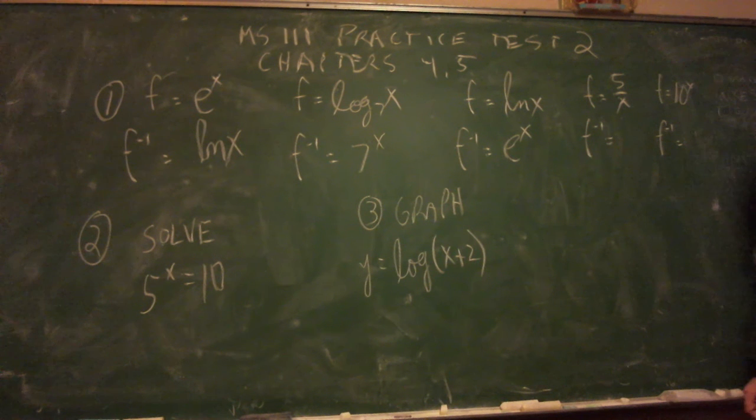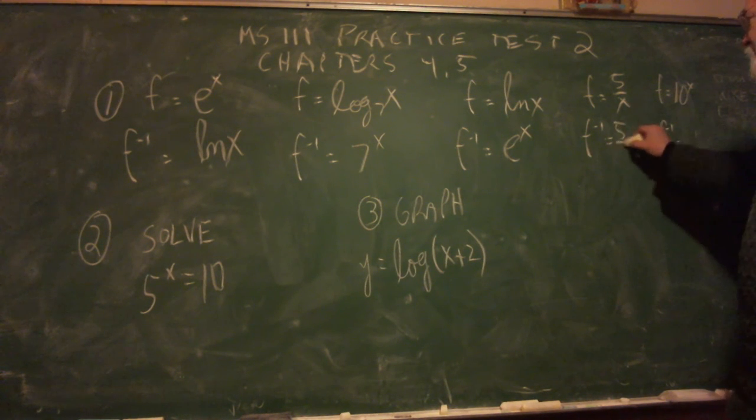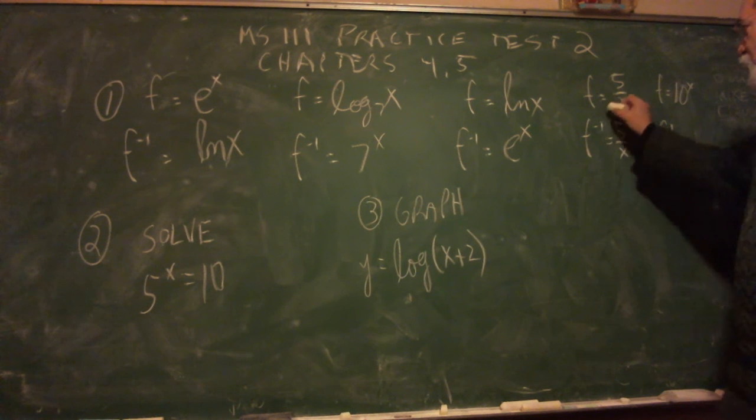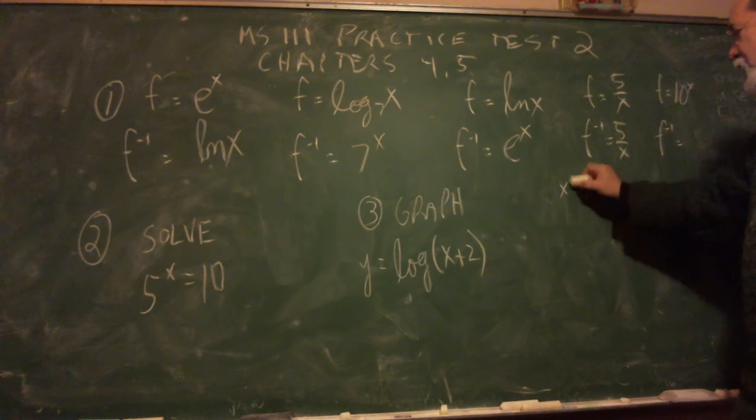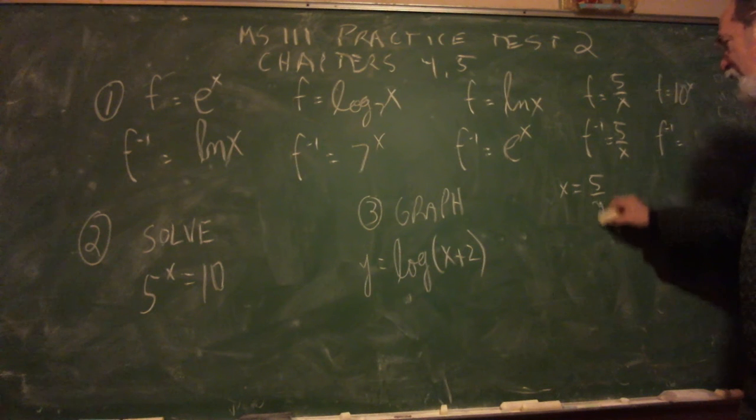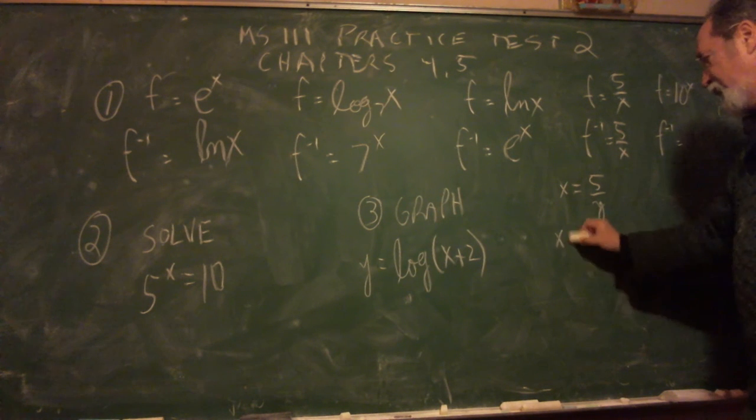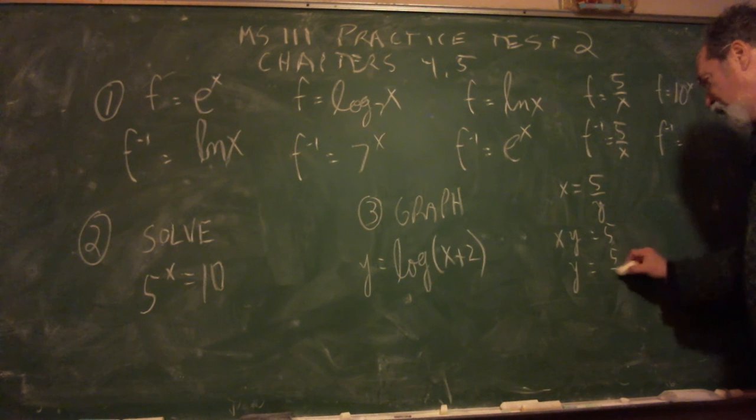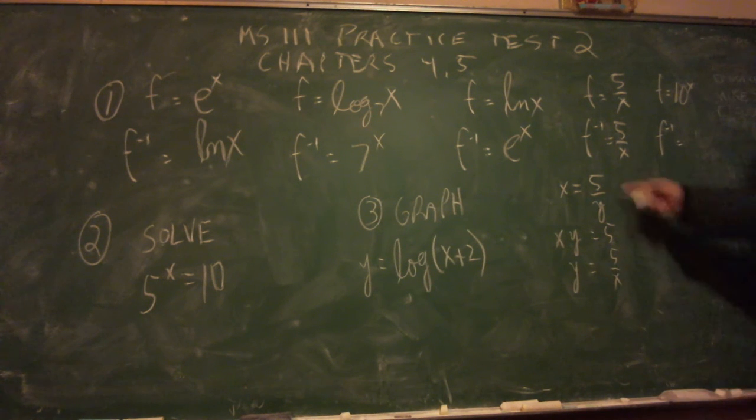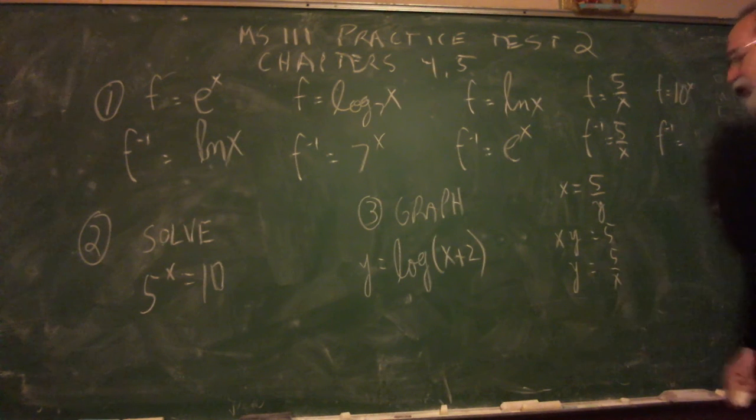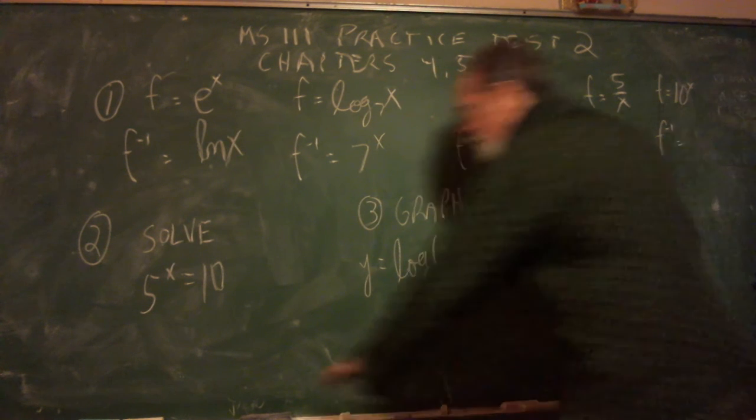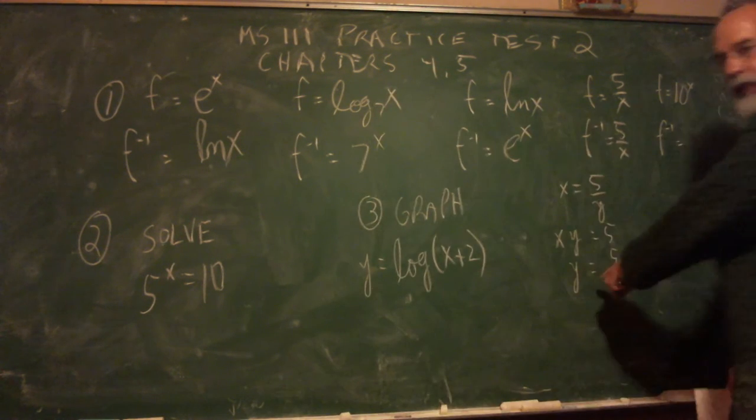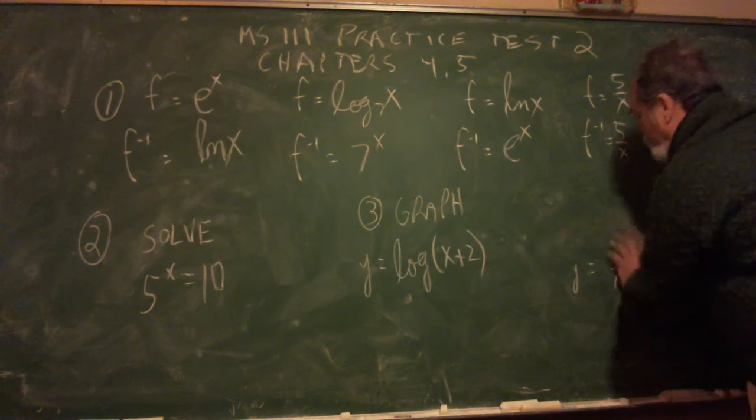There's a small selection of functions that are their own inverse. 5 over x is one of them. Or you could take the original function and rewrite it as x equals 5 over y, cross multiply, xy equals 5, and then y equals 5 over x, which is the inverse function because we switched x and y, solved for y. Well, that's 5 over x. So you can always solve it the long way. That's how to solve it the long way if you forget.